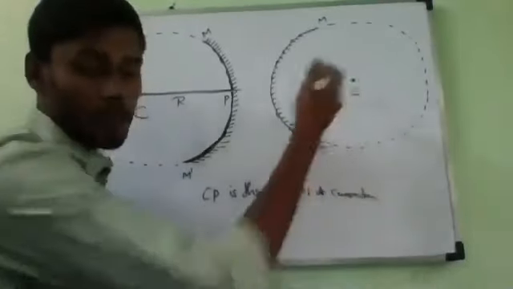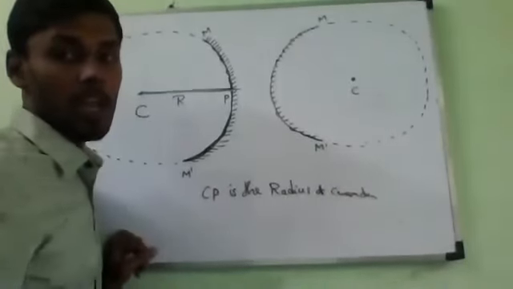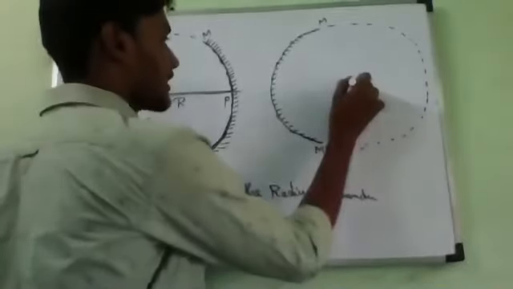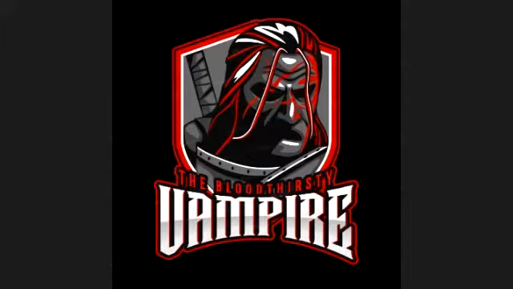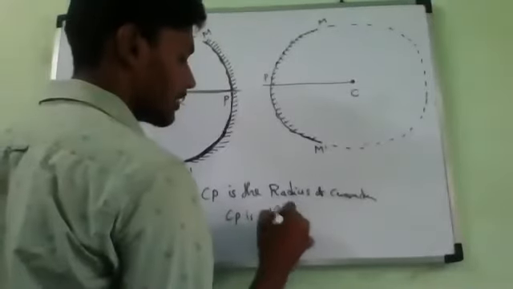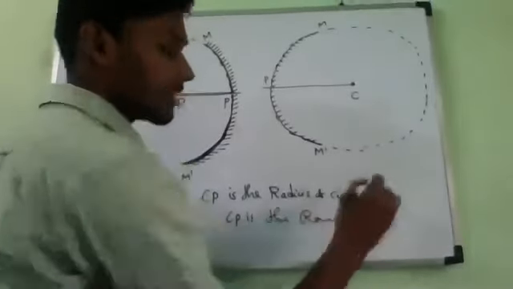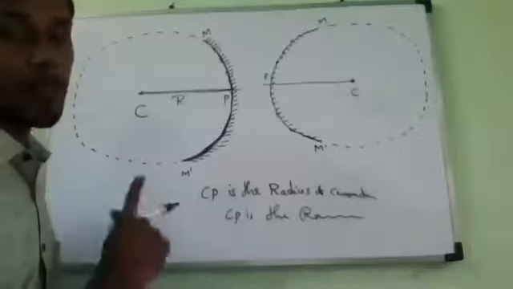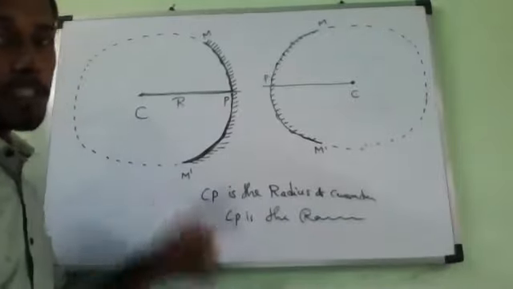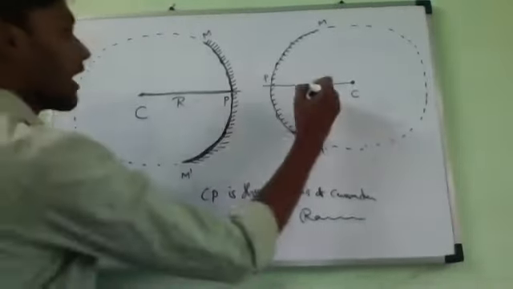In the same way, if you observe the convex mirror, I will extend it in the backward direction, because the mirror is on this side and I cannot draw on this side. It strikes somewhere here, so again CP. CP is called what? CP is the radius of curvature. This radius of curvature is represented by what? The letter R. Capital R.